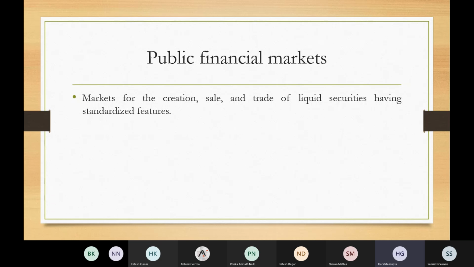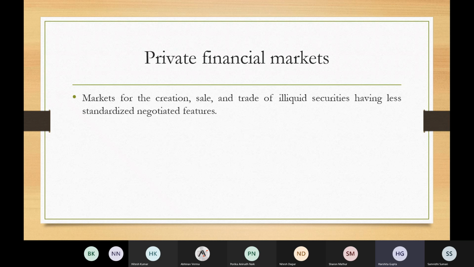Like, what is public financial markets? So the markets are created in which we can trade and sell the securities, and they have standardized features. They are regulated by proper authorities. So if the market is of such nature, it is like public financial markets. Similarly, we have private financial markets, which are defined as the liquid securities markets, which are less standardized.